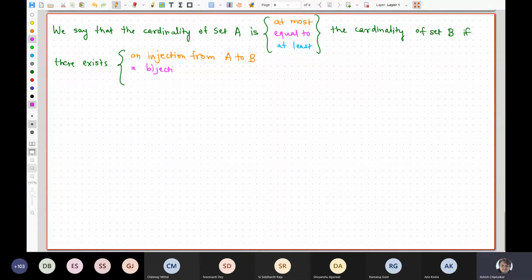Bijection from A to B, and in the third case, an injection, or rather I can say a bijection between A and B. Why do we say bijection between A and B, let's say? And then in the third case, you want that there exists an injection from B to A.